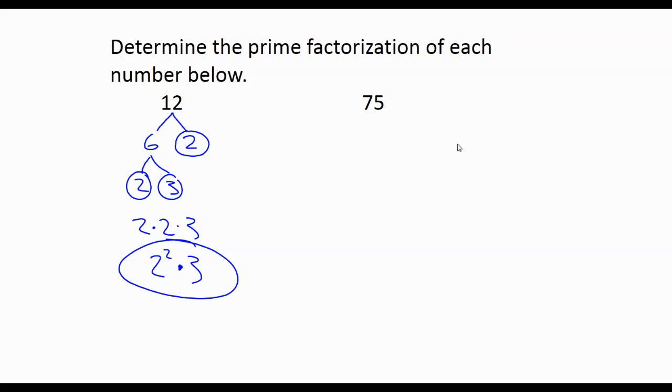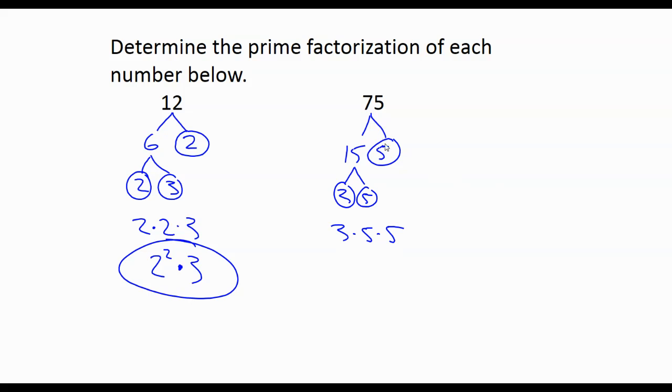All right, let's try 75. If we're going to break down 75, I know 5 goes into 75. 5 times 15 is 75. So I list them out. I'm going to circle 5 because 5 is a prime number. So that one's done. But 15 is not. I've got to break down 15. 15 is going to break down to 3 and 5.